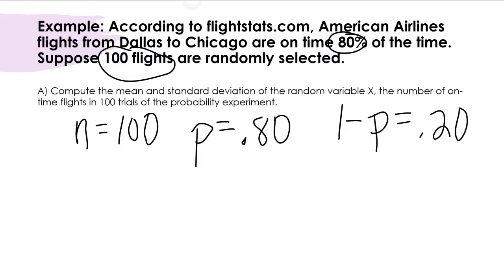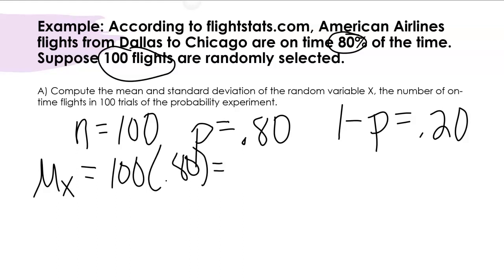So the mean of X, that's mu of X, is going to be equal to 100 times 0.80, which is equal to 80. So the mean is 80. I'm going to hold off on interpreting the mean for the next part, and now I'm going to calculate the standard deviation.